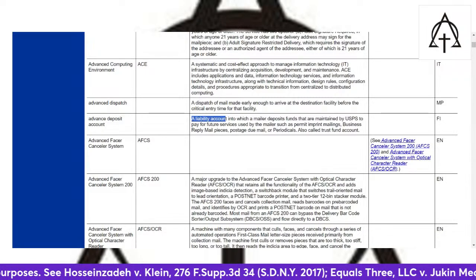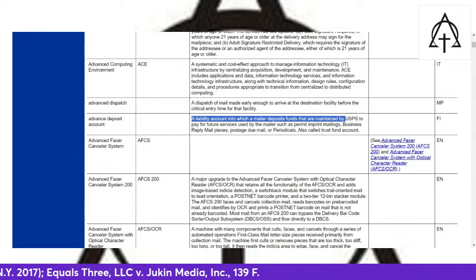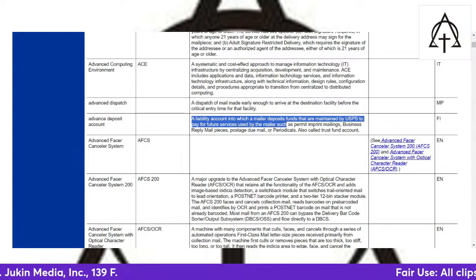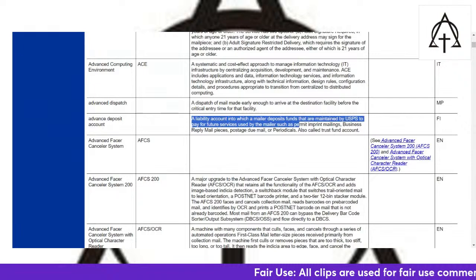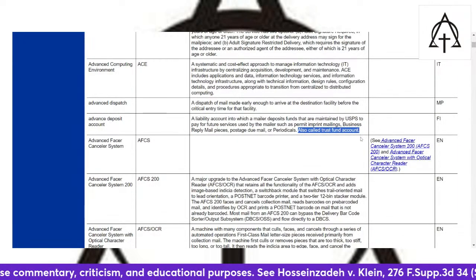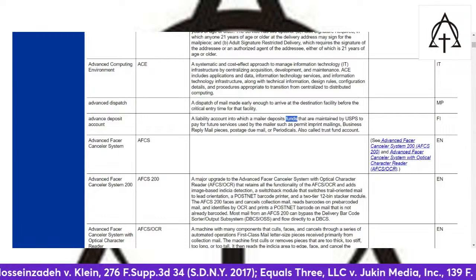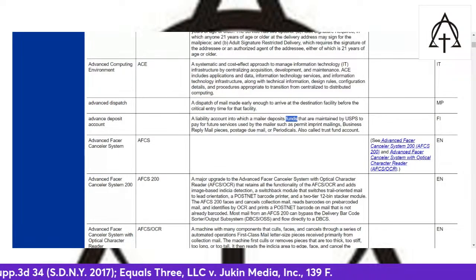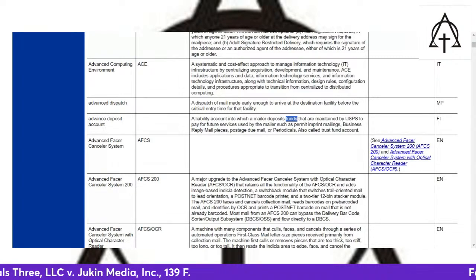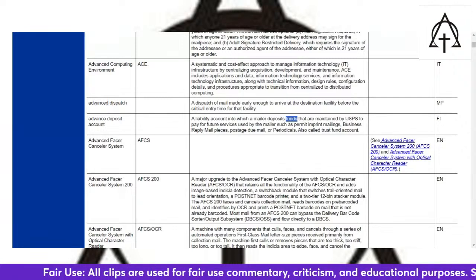A liability account into which a mailer deposits funds that are maintained by U.S. Postal Service to pay for future services used by the mailer, such as permit imprint mailings, business reply mail pieces, postage due mail, or periodicals, also called trust fund account. What are the funds? What funds that account? Is it fiat currency of the United States? Is it documentation with certain declarations proving that you have credence? That you are the one extending credit in a credit system?